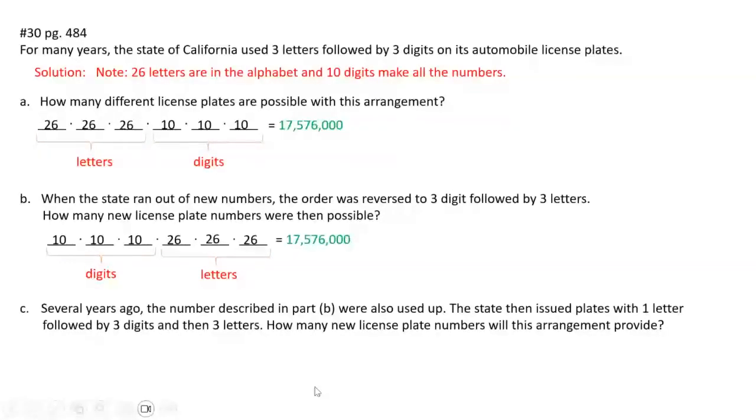Now comes part C. Several years ago, the numbers described in part B were all used up. The state then issued plates with 1 letter followed by 3 digits and 3 letters. How many new license plate numbers will this arrangement provide? So there's my new letter that they added. Those are my 3 digits and my 3 letters. So that'll be 26 times 10 times 10 times 10 times 26, 26, 26.